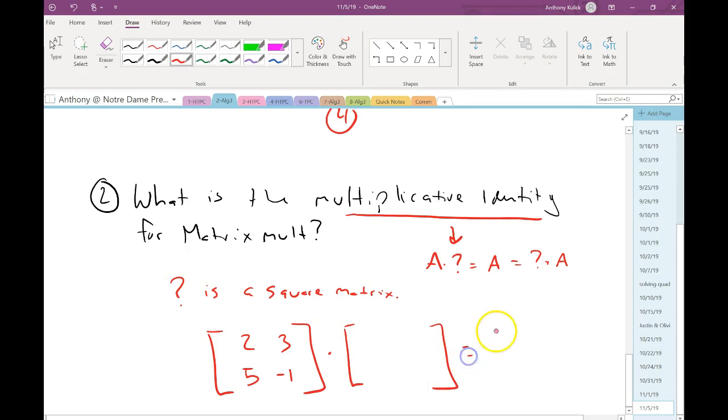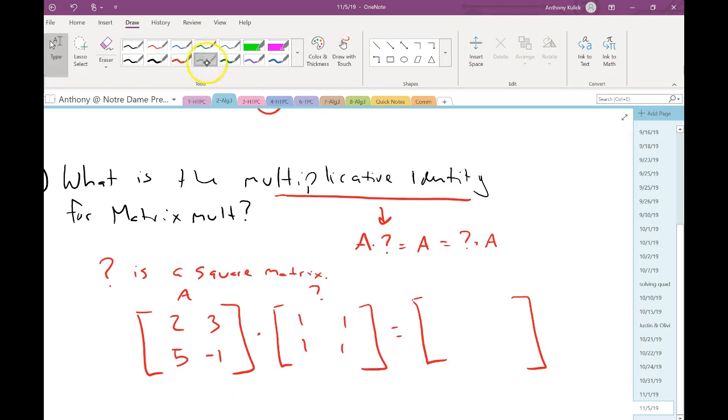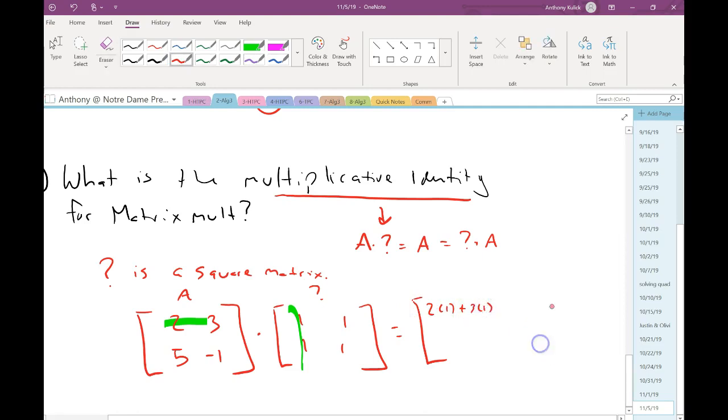Right, so A is a matrix. So what are you saying the question mark's entries look like though? You're saying those are all ones? Well, let's see what happens if we try it. This would be the natural guess, I think, for most of us. So if I do row 1 times column 1, I'd have 2 times 1 plus 3 times 1, right? Now, that's not going to give me 2. What part of this is the problem, though?